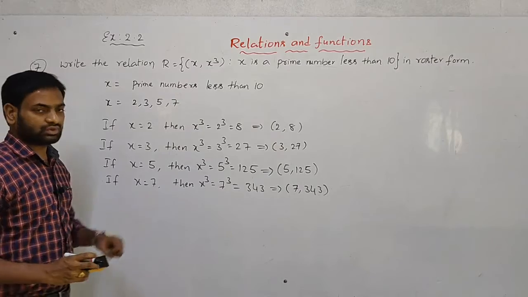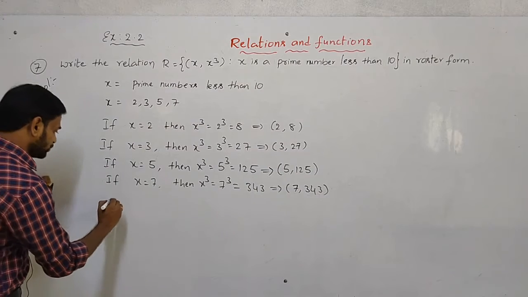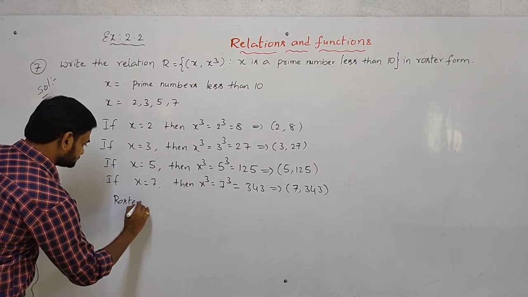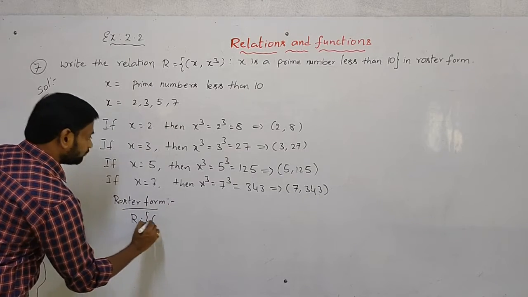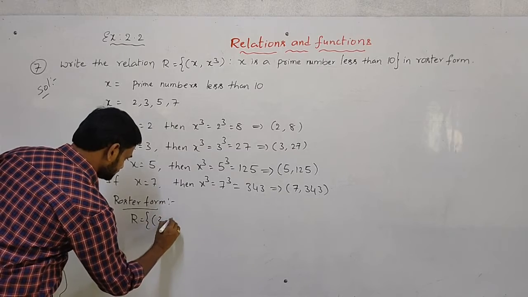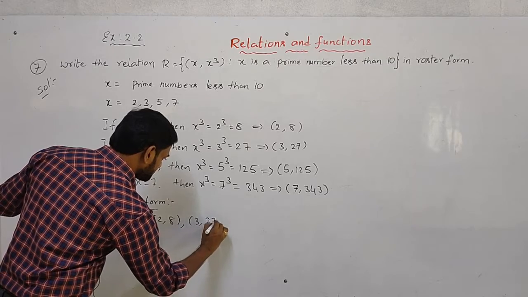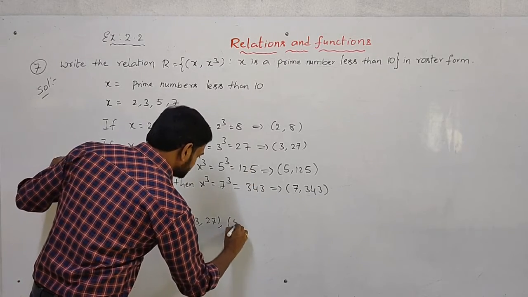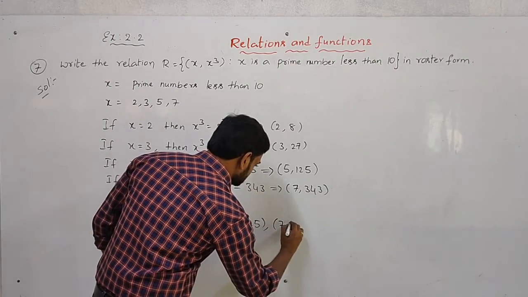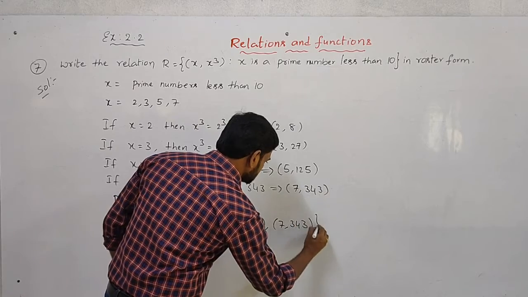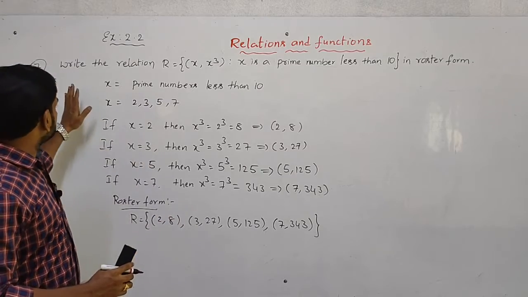So these are the values. Now these ordered pairs we have to write in the roster form. So R equal to what are the ordered pairs? (2, 8), next (3, 27), next (5, 125), next (7, 343). So it is in the roster form, and this is the seventh problem.